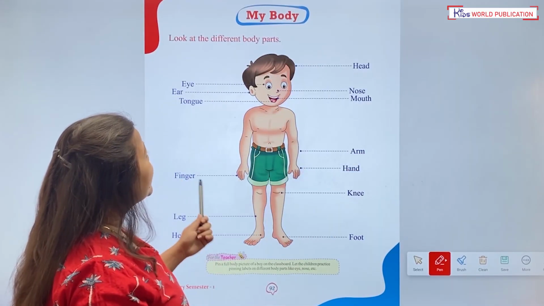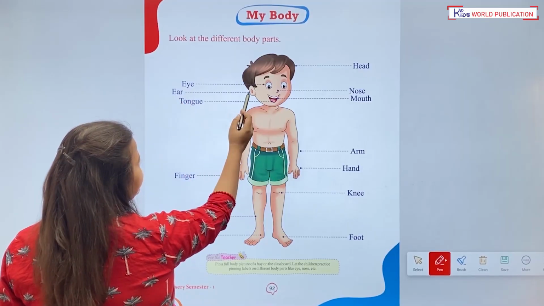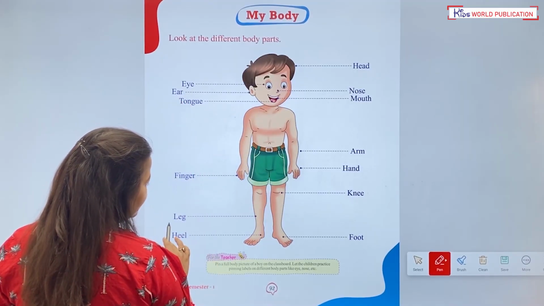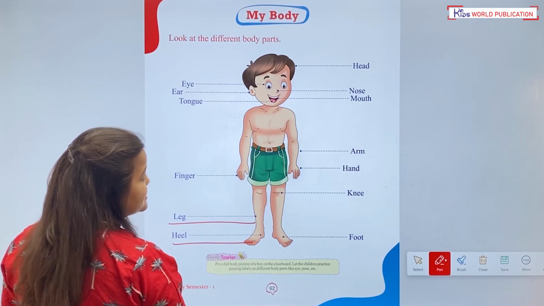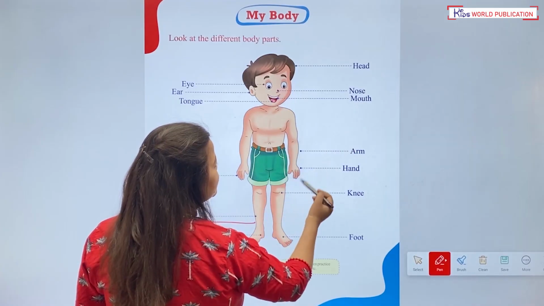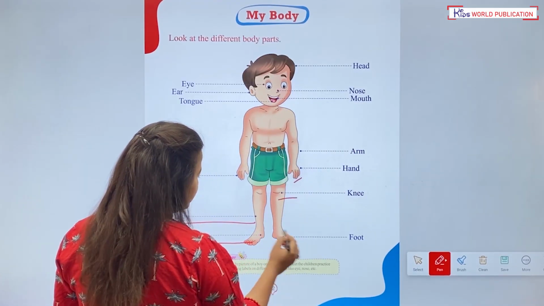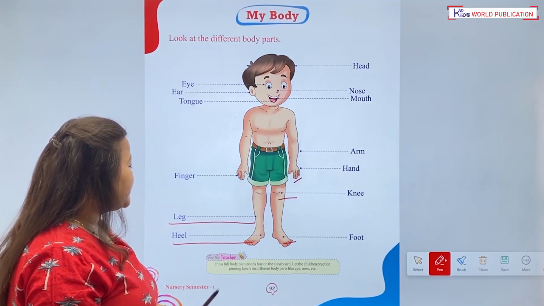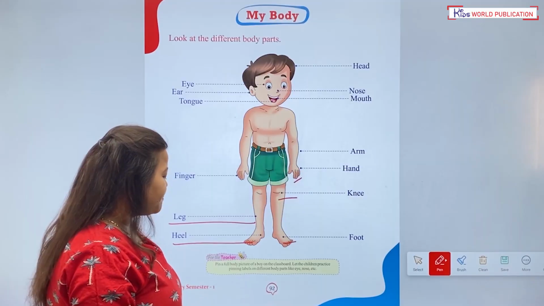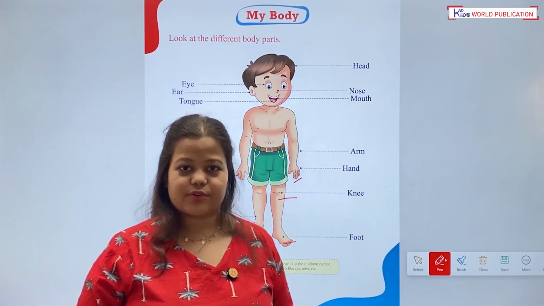My body. Look at the different body parts. Eye, ear, tongue, finger, legs, heels, head, nose, mouth, arm, hand, knee, foot. For the teacher, pin a full body picture of a boy on the classboard. Let the children practice pinning labels on different body parts like eye, nose, etc.